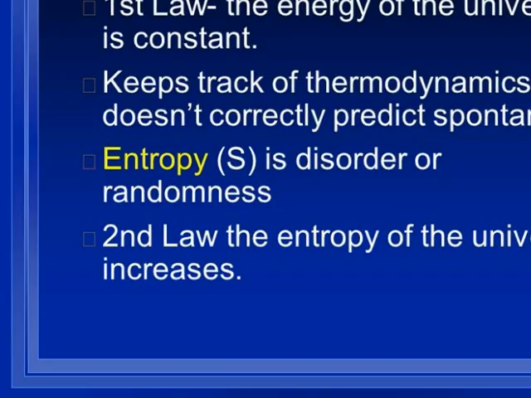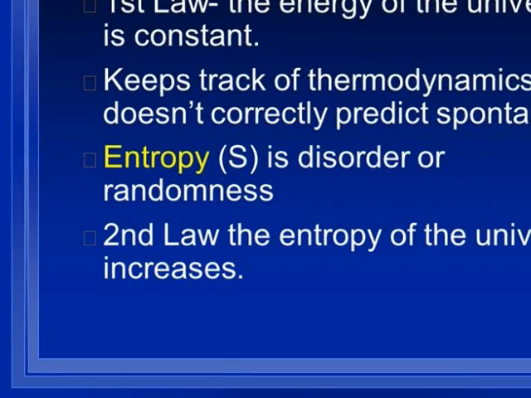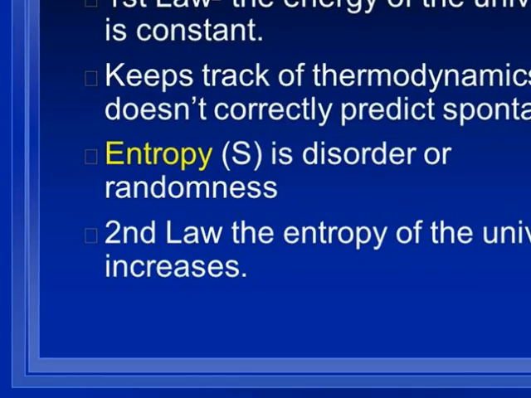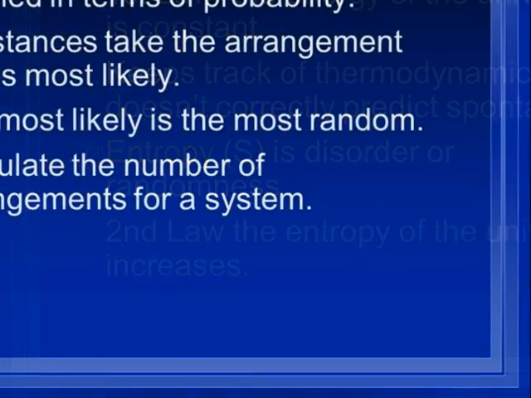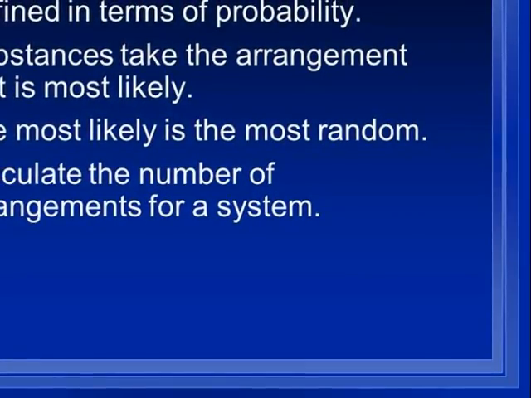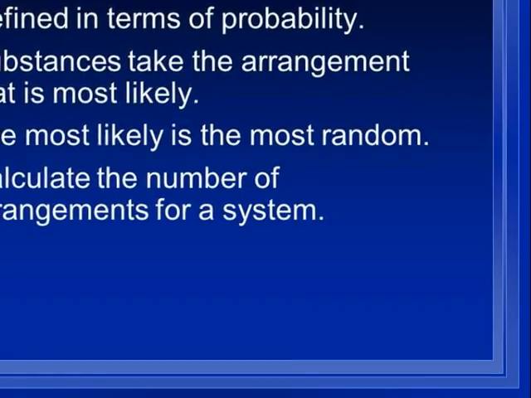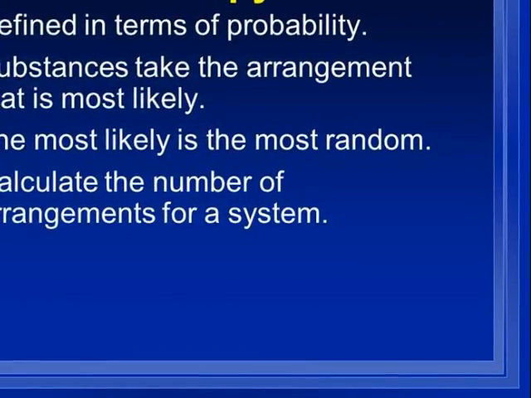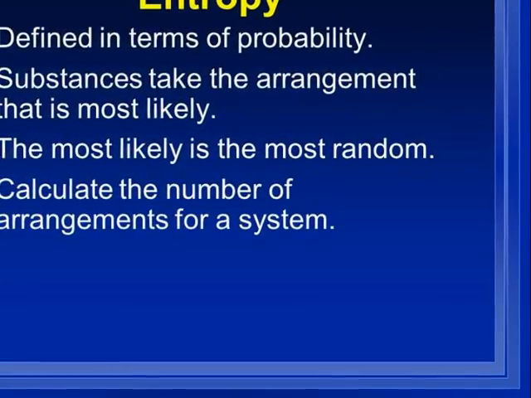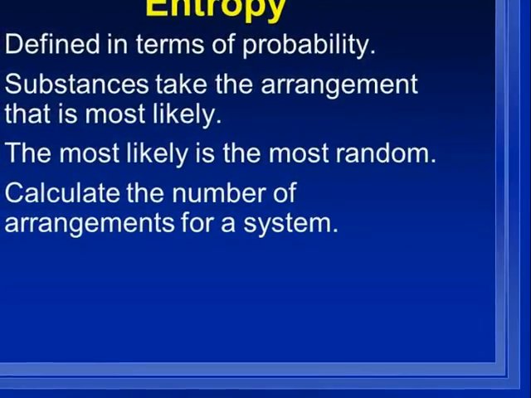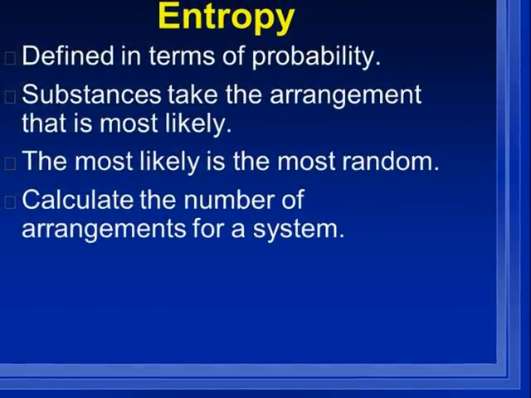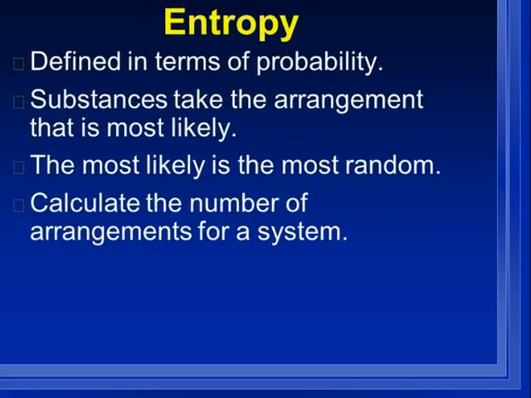Now, we can decrease entropy in local areas by increasing the entropy around it. But overall, the entropy of the universe is always tending toward a maximum. It's always increasing. Entropy is defined in terms of probabilities. And if you've had statistics and probabilities, you know way more about it than you need for this class. All you have to know in here is that substances will take the arrangement that's most likely, which is the most random position. If you throw a deck of cards up into the air, it's not very likely that they're all going to land in order, by suit, stacked up neatly.